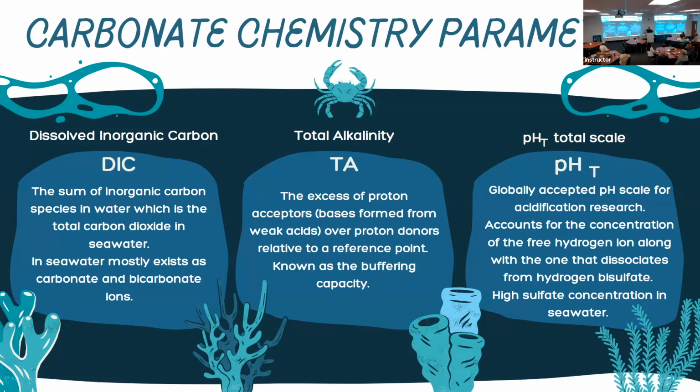And then pH total, again, is our globally accepted scale for acidification monitoring. And this is because it accounts for the concentration of the free hydrogen ion, along with the one that dissociates from hydrogen bisulfate. And that's because of a high sulfate concentration in seawater.